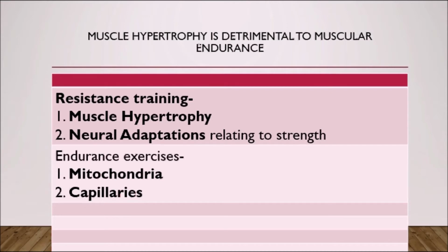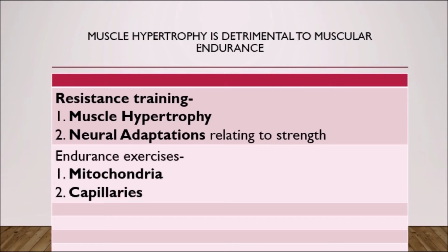Typically, resistance training induces muscle hypertrophy and improvements in muscular strength via neural adaptations without changes in mitochondria or capillaries. In comparison, endurance exercises do not typically promote muscle growth, and they do not increase muscular strength. Instead, endurance exercises develop mitochondria and capillary densities, meaning there is an increase in the number of mitochondria and capillaries. Therefore, the subject's aerobic capacity, or ability to use the aerobic energy system, is amplified.